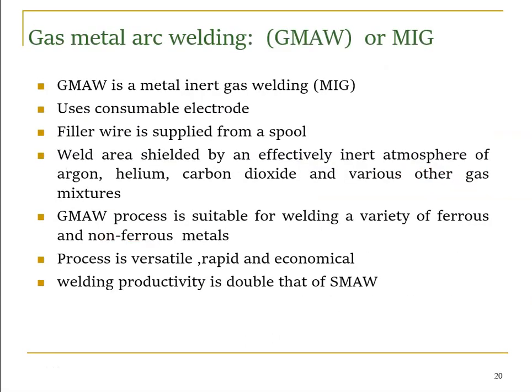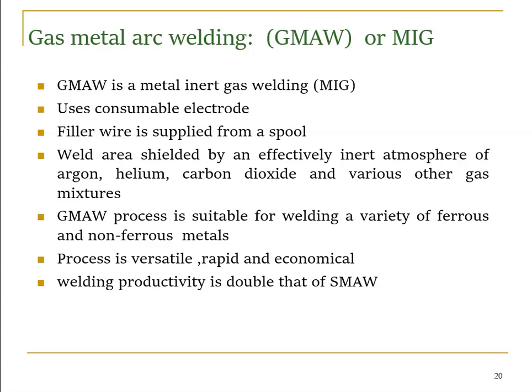So the next part is gas metal arc welding. This is similar to metal arc welding. The only difference is the electrode is surrounded by a specified gas instead of atmospheric air, such as inert gases like argon, helium, carbon dioxide or other gases. So gas metal arc welding is metal inert gas welding.